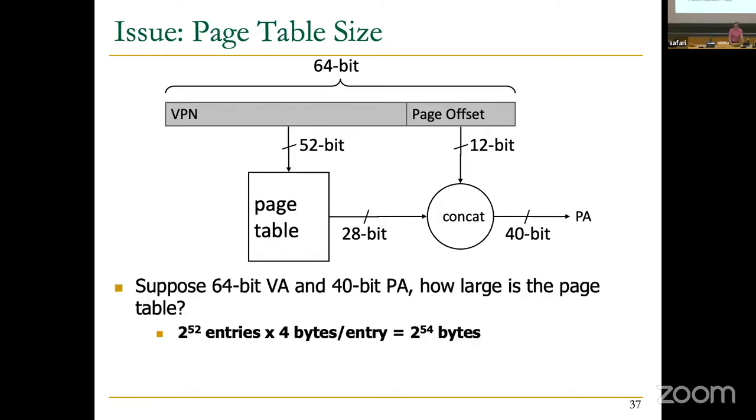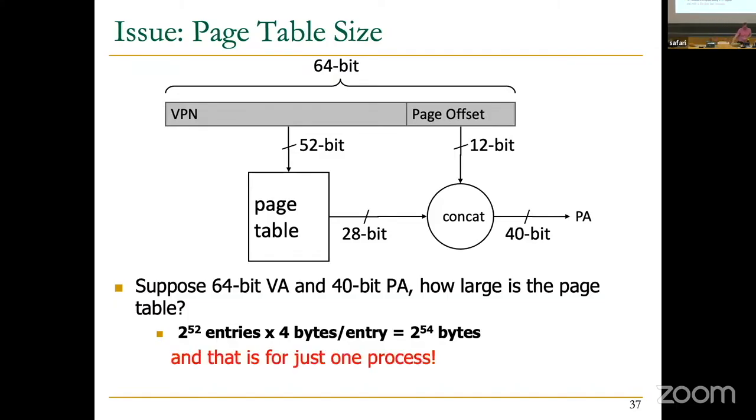Well, 52 bits means 2 to the 52 entries. First of all, that is a large number to begin with. Assume conservatively that it's only 4 bytes per entry. In existing page tables, actually, it's larger. So this is 2 to the 54 bytes. That's 16 petabytes. Do you have it in your physical memory? I wish I had it. I wouldn't use it on page tables if I had it, let me put it that way.